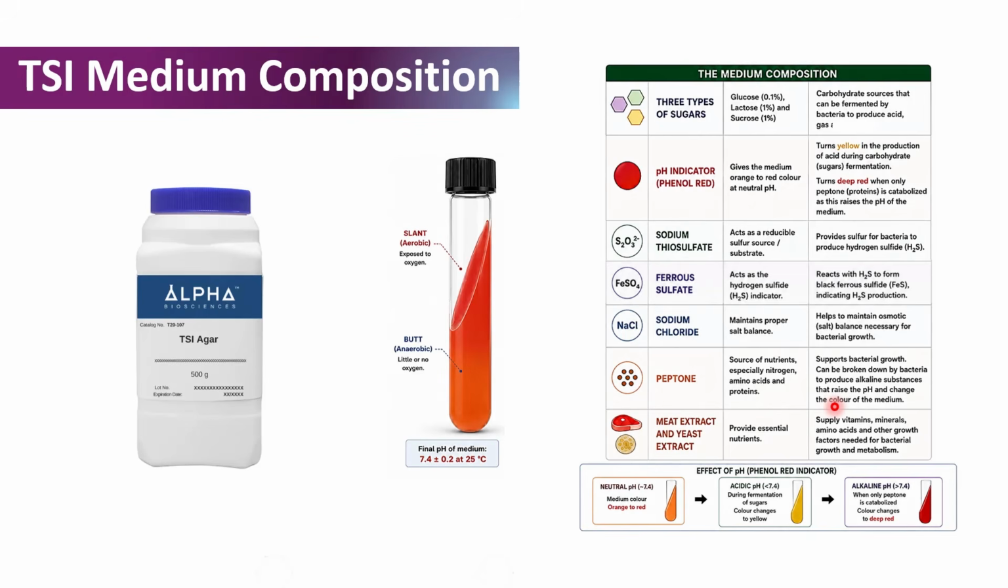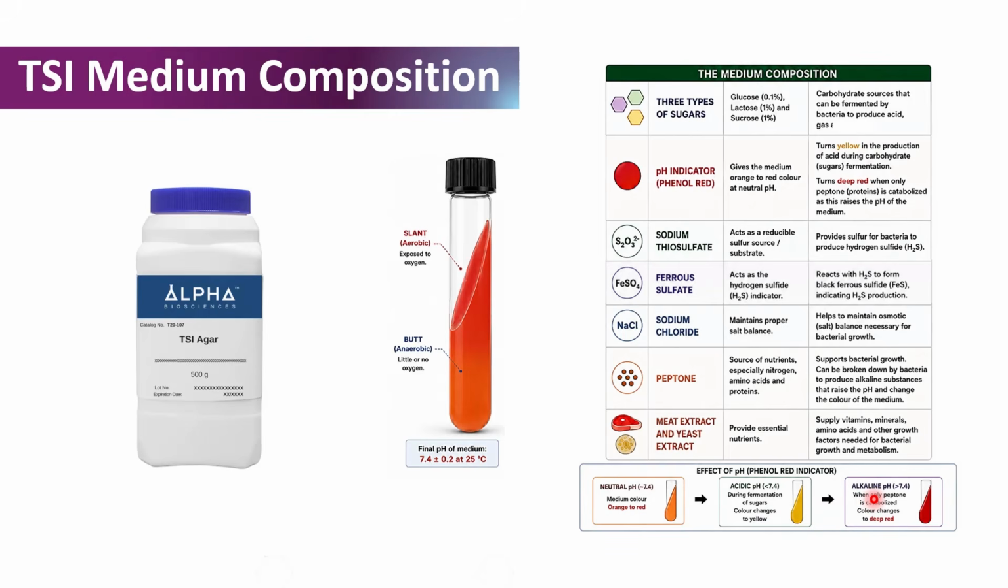So now let us look at the effect of pH on the pH indicator, which is phenol red in the medium. At neutral pH, which is around 7.4 as shown here, the phenol red maintains an orange to red color. Now in an acidic pH, that is during the fermentation of sugars, the color of the phenol red changes from red to orange to yellow as shown over here.